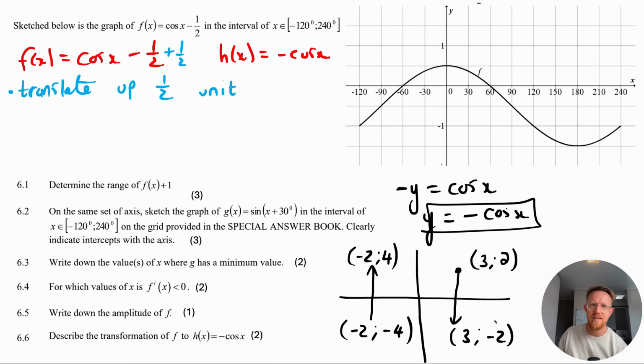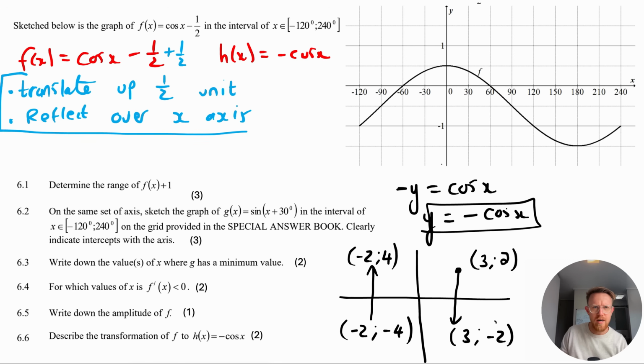So the next thing we would do after the translation is we would reflect over the x-axis. And so for 2 marks, you would need to go and list both of those over there.